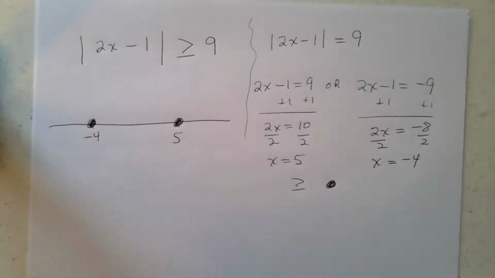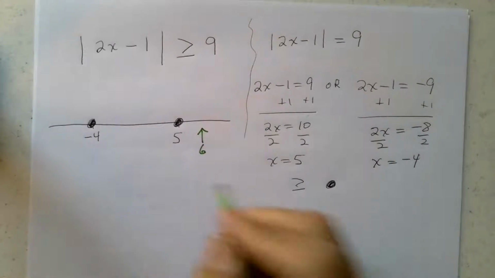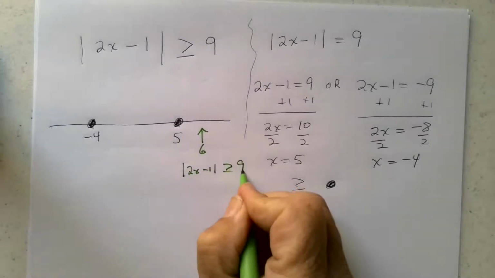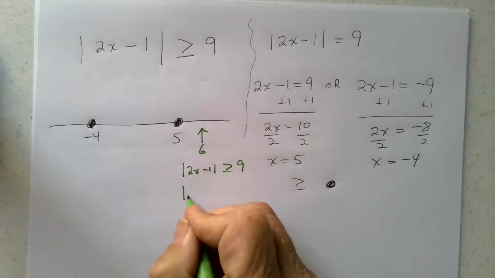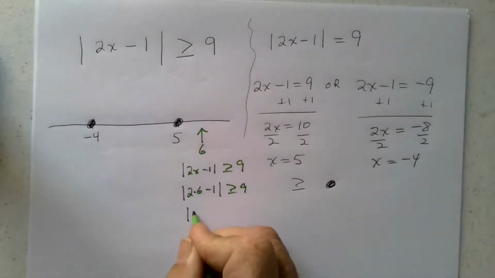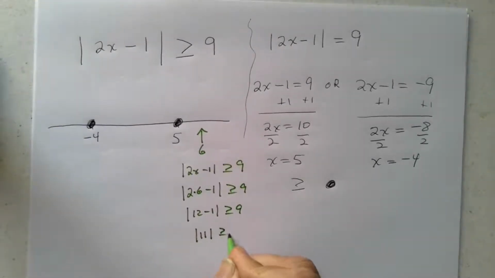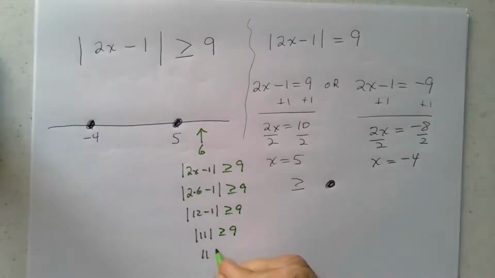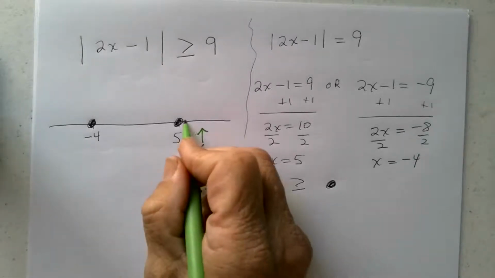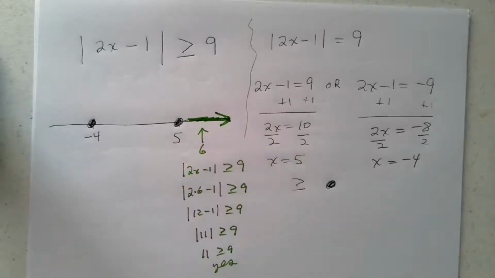So let's try a number to the right and see if that's true this time. I'm going to choose 6. 6 is beyond 5. Is the absolute value of 2x minus 1 greater than or equal to 9? Is that a true statement or a false statement? Absolute 2 times 6 minus 1, is that greater or equal 9? Absolute 12 minus 1, absolute 11, greater or equal 9? Well, absolute 11 is 11. 11 is greater or equal 9. That's yes. If it's yes, I'm going to shade that way, so everything beyond 5 is going to get shaded. So it goes to infinity.